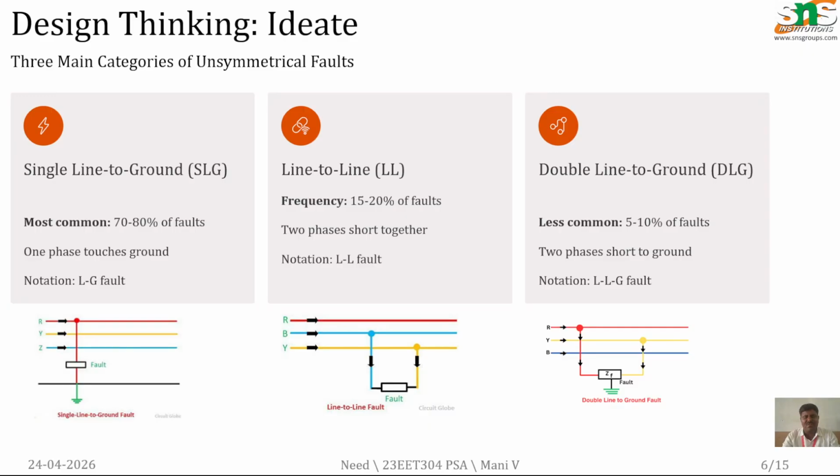If we go for a line to line fault, the possibility of occurrence is around 15 to 20% of faults. Here two phases are shorted together. At the time of high wind speed, trees or coconut fronds may fall on the line and two lines touch each other. So it is called a line to line fault. The possibility to occur is 15 to 20%. The double line to ground fault is very rare and less common, around 5 to 10% of faults, and the two phases are connected with ground.